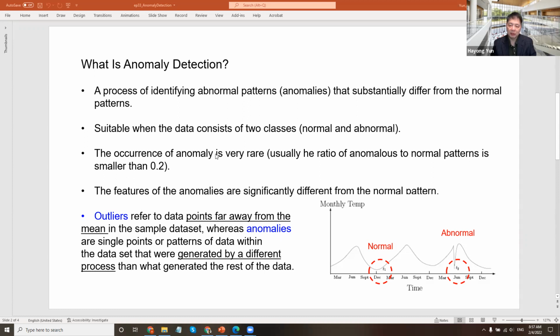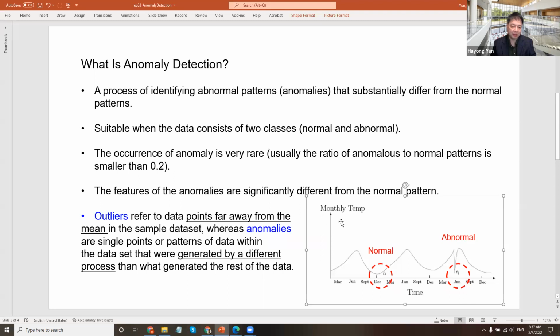Usually, the ratio of anomalous to normal patterns is smaller than 0.2. Okay? So out of 10 normal observations, we'll see, let's say, 2 abnormal observations. And they had better be very significantly different from the normal pattern.